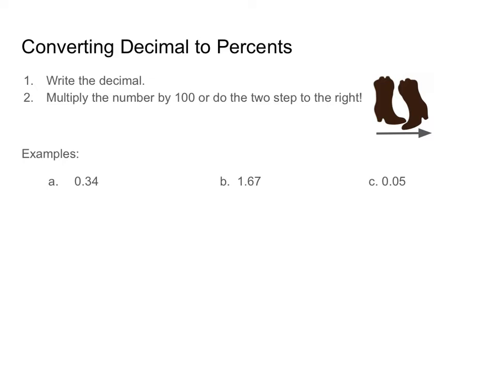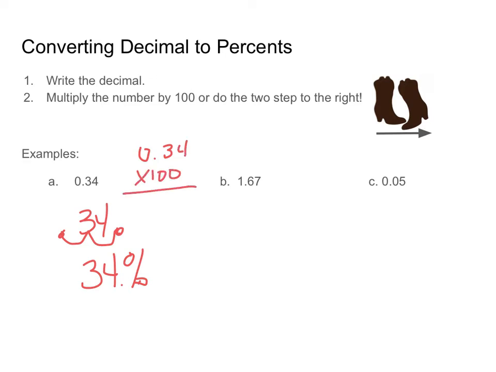So A is 0.34. So I'm going to write 0.34. I'm going to do 2 steps to the right, 1, 2. So that means this is going to be 34%. And even though the decimal is at the end, I don't have to write it in. So that's the same as multiplying it by 100. So times 100. But then remember you have 2 decimals, so that means that's 34%. So that's your answer, and it's the same thing.